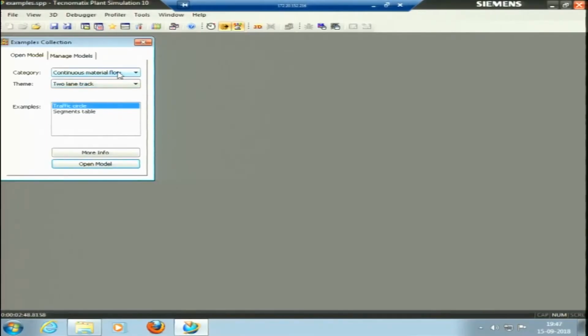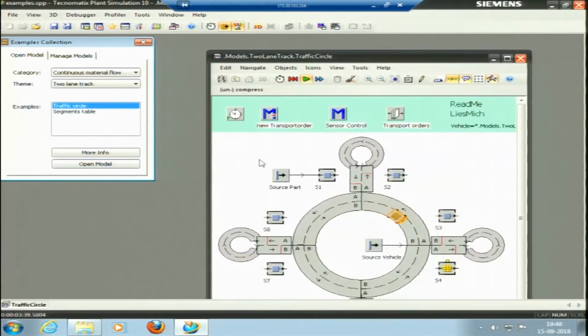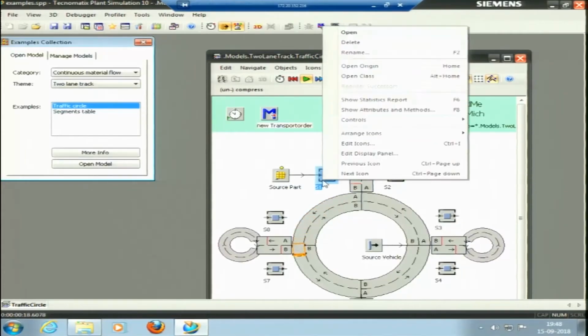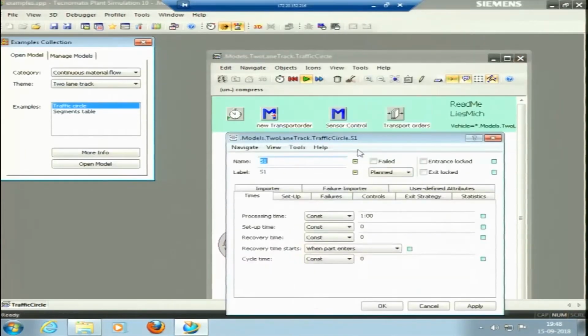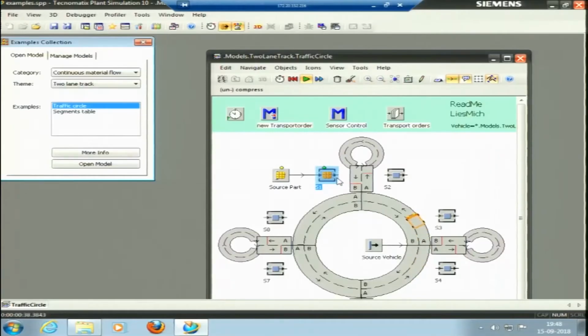So this is continuous material flow. I will select 2-lane track here, traffic circle or segment table. Traffic circle, pick and open the model. Okay, so this is the model, it is already running. So I will just run the model. You can see this is the trolley that can pick our material. This is the source part, some processing is being done here. I can see what is the time of the processing here. The time is constant 1 minute. So you can see it is happening. Okay, I will make it a little faster.